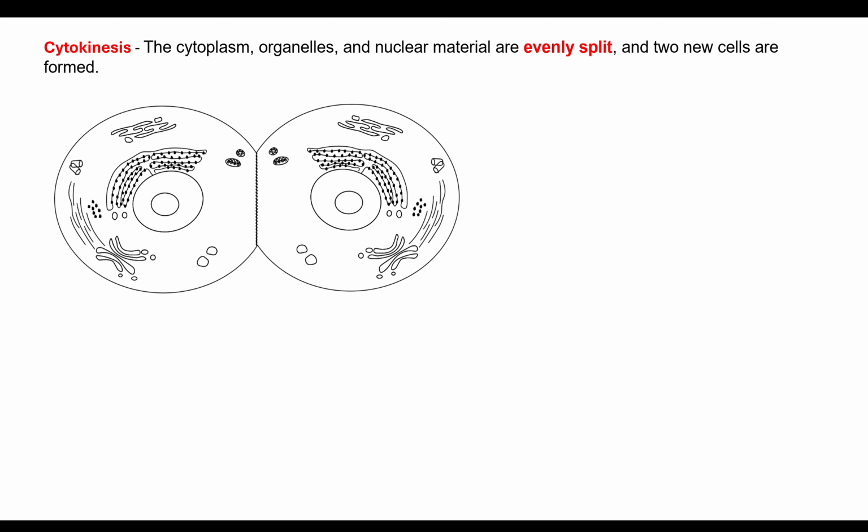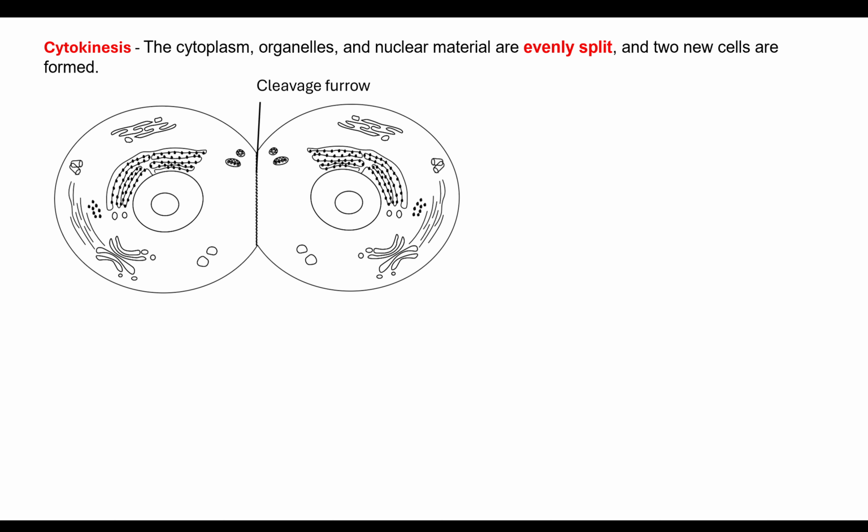So we need to split the cytoplasm, we need to ensure there are organelles in both cells, and we need the nuclear material to be evenly split. And therefore, this is done through the process of cytokinesis. Now, cytokinesis is done in two ways. In animal cells, it is done by what's known as a cleavage furrow.